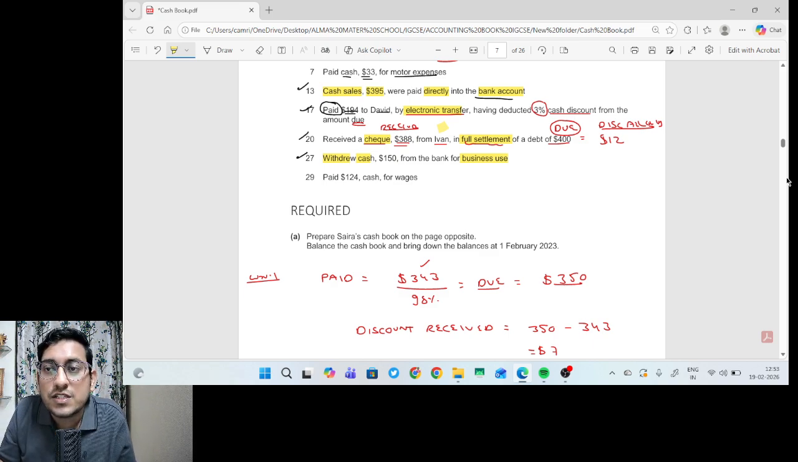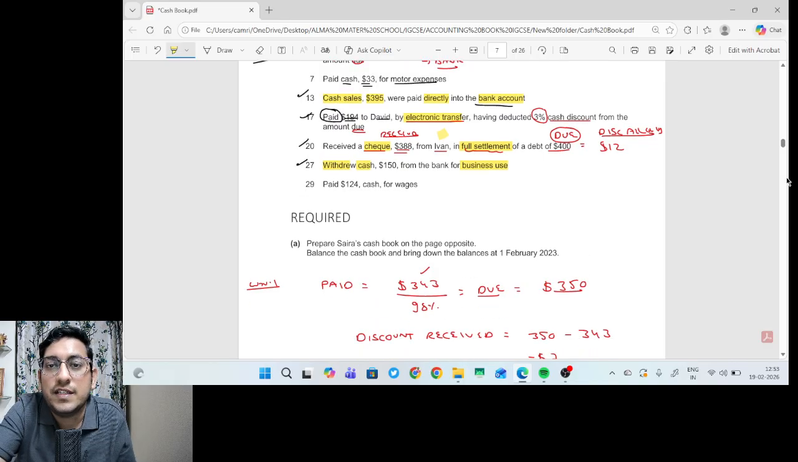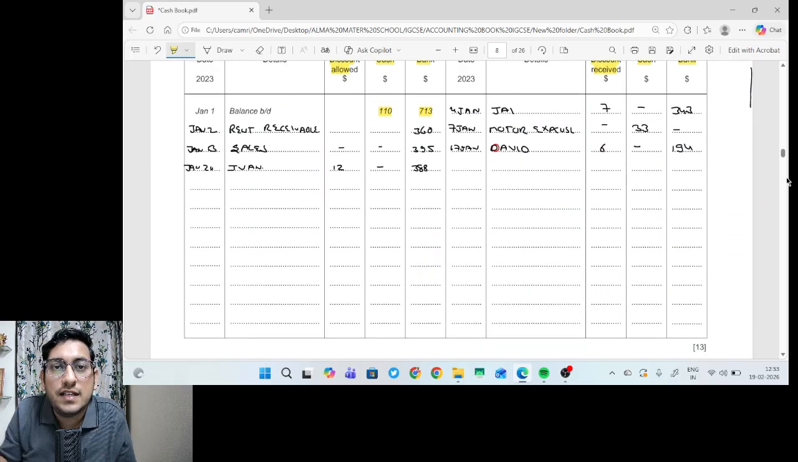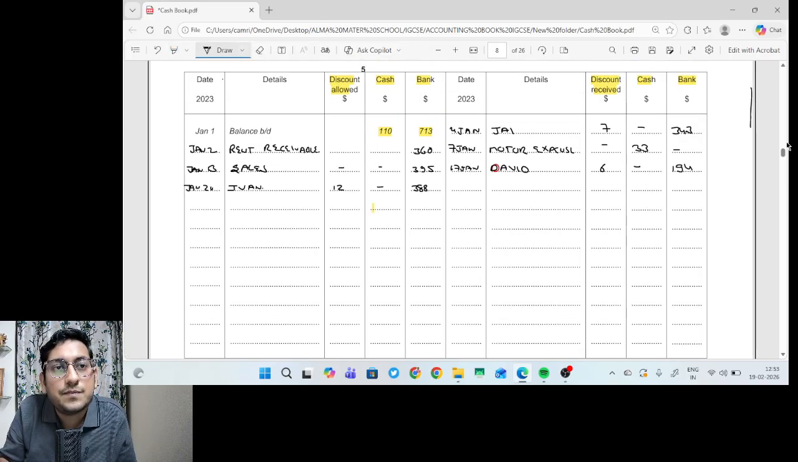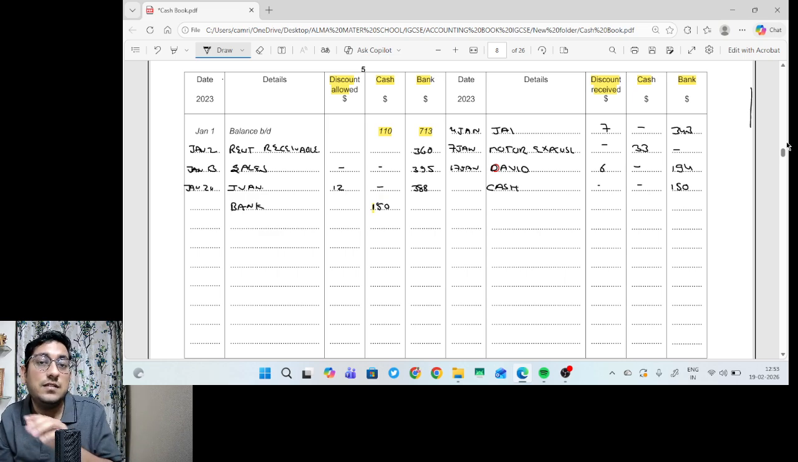So for this transaction on 27th of January, I will debit the cash with 150, and simultaneously my bank will be credited because money goes out from the bank. This is important. If you don't understand, please rewind the video and rewatch it. So what is the entry? Bank account debit, cash account debit. So cash will increase with bank and my bank money will be reduced with cash.